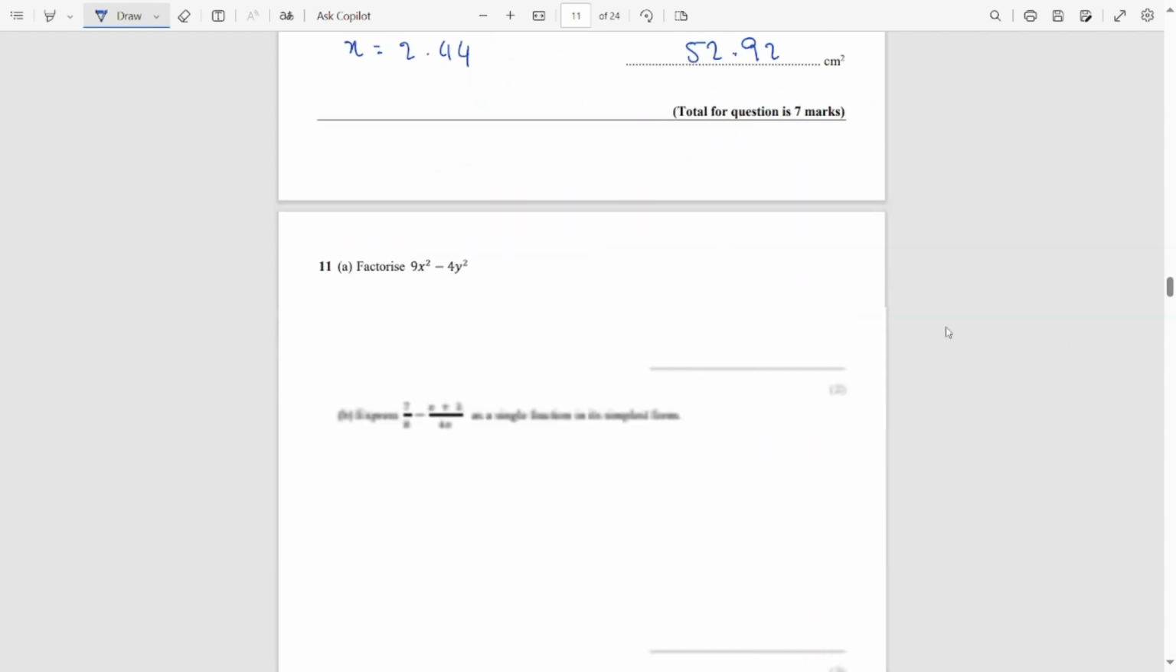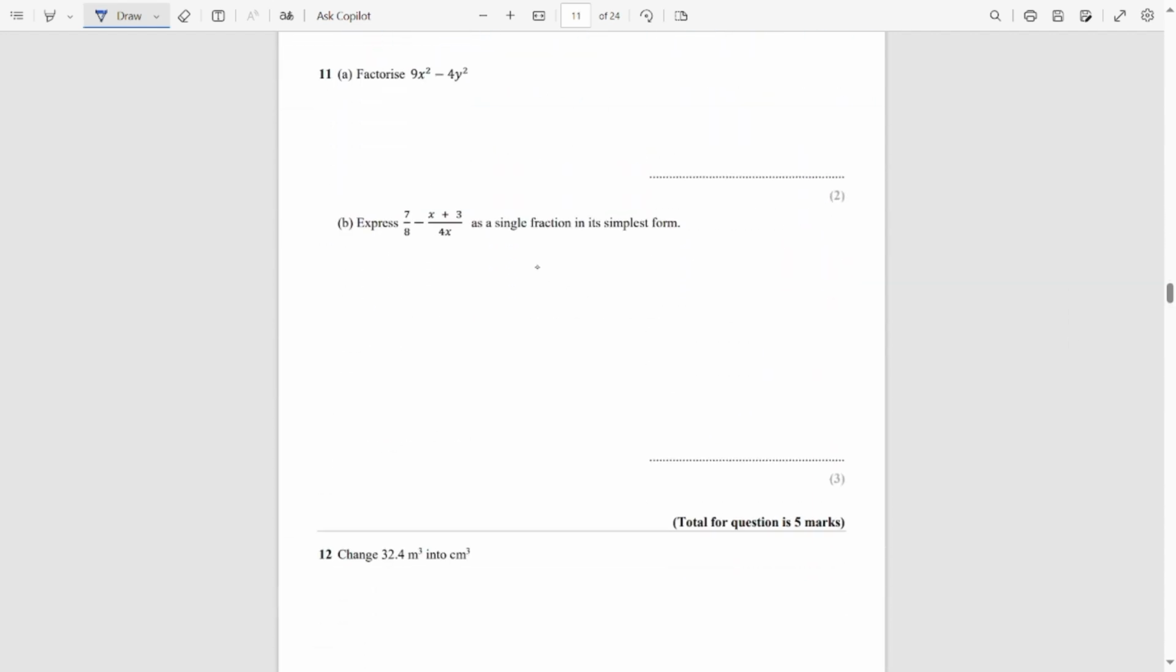Okay, moving on to our next problem. So here this is a difference of two squares kind of problem. If you have x squared minus y squared, where x and y are square numbers, you can factorize this to x plus y, x minus y, like so.